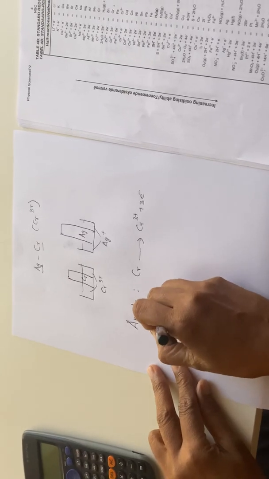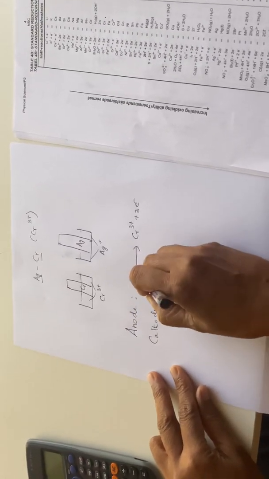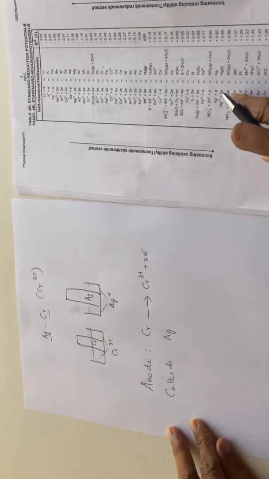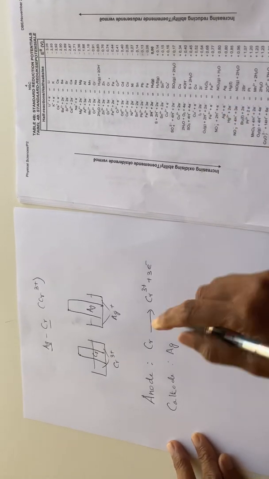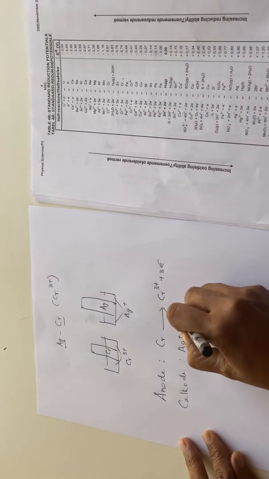Let's go to the cathode. For the cathode we have Ag plus. Here we do not change the equation. We just change the double arrow into a single arrow. So Ag plus gives Ag.